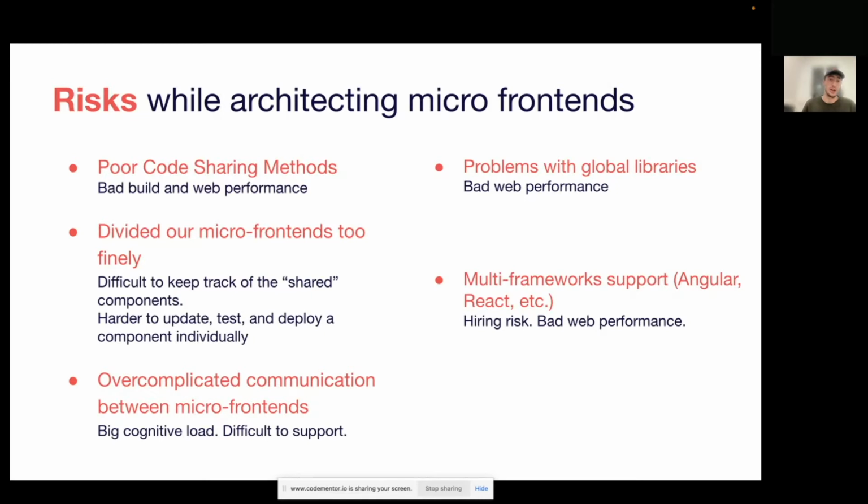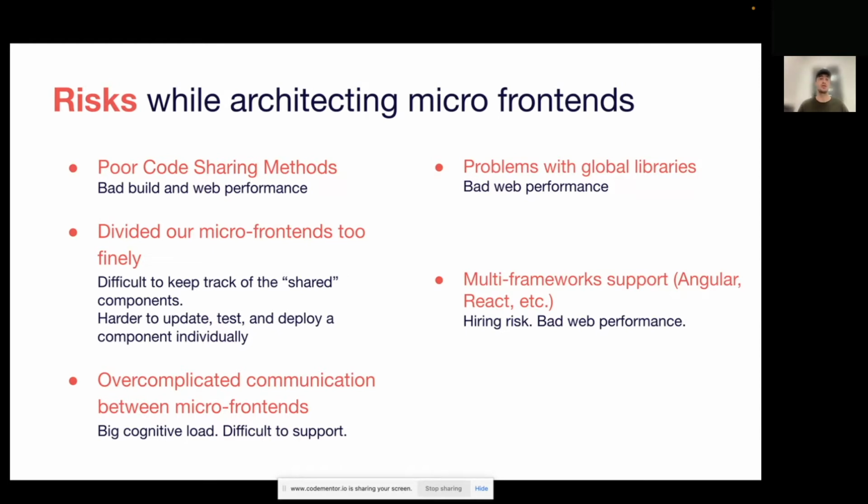For example, in my experience, I started doing micro-frontends when there was no Module Federation. There weren't enough tools to do it. I also heard many stories from colleagues at other companies who implemented such an approach. Sometimes, because of poor architecture or technology limitations, it can lead to critical problems and risks. For example, poor code sharing methods. If you don't have a solution for shared libraries and you load them every time at runtime, it will lead to bad build and web performance.